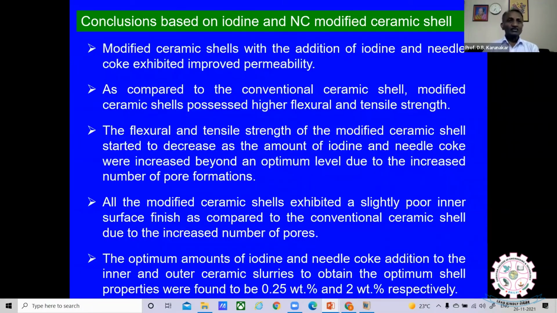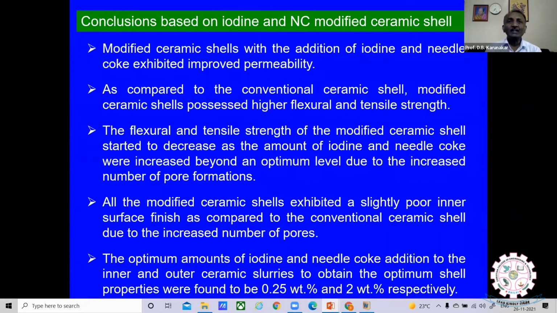Now these are the conclusions based on the iodine and needle coke modification. Modified ceramic shells with the addition of iodine and needle coke exhibited improved permeability. Compared to the conventional shell, the modified ceramic shell possesses higher flexural and tensile strength. The flexural and tensile strength of the modified ceramic shell started to decrease as the amount of iodine and needle coke were increased beyond an optimum level due to increased number of pore formation. That is what we have seen.